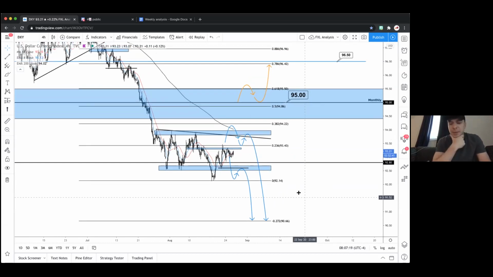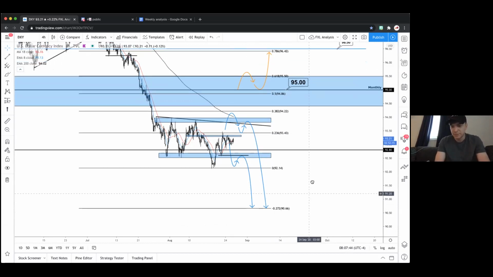Second scenario is that price action momentum just keeps pushing price action lower. Wait, is this my battery? Damn. All right, I gotta charge my thing. All right. So the second scenario is price action momentum just pushes price action through support, retest again, enter on lower highs below the range itself, and then target lower towards major support and significant fib levels like this -27.